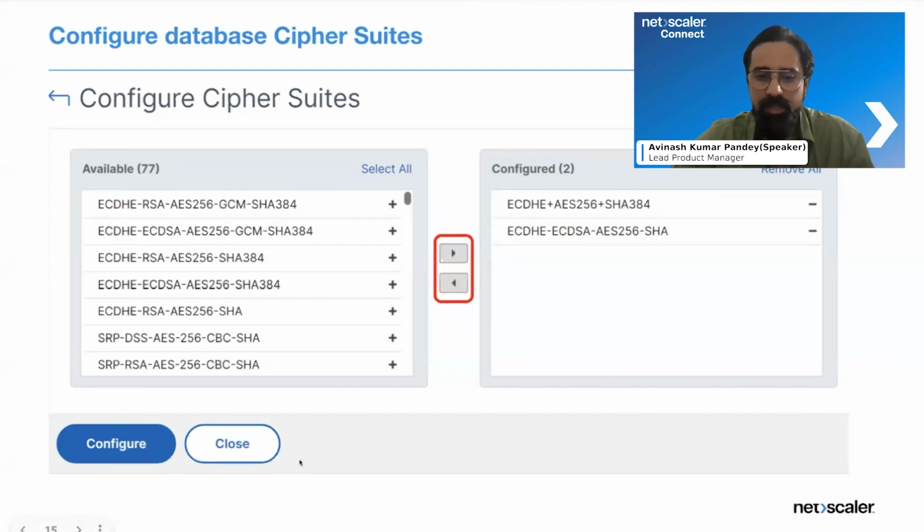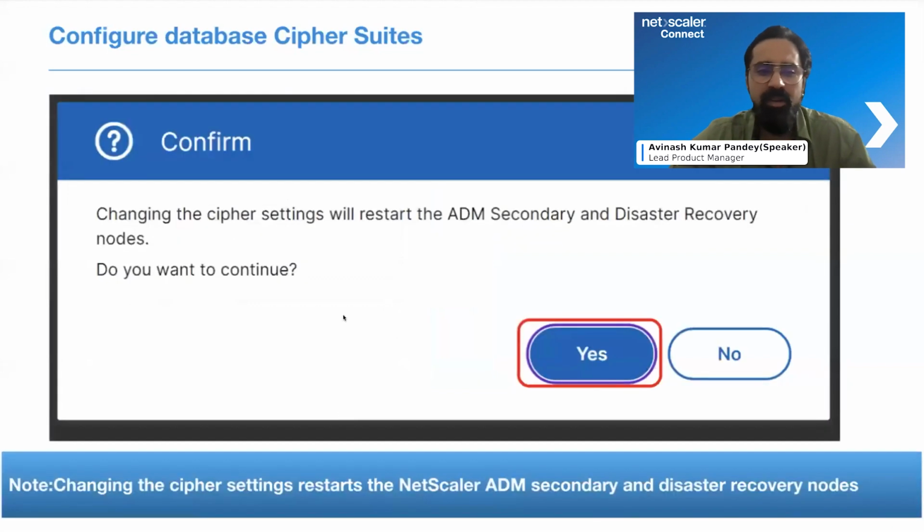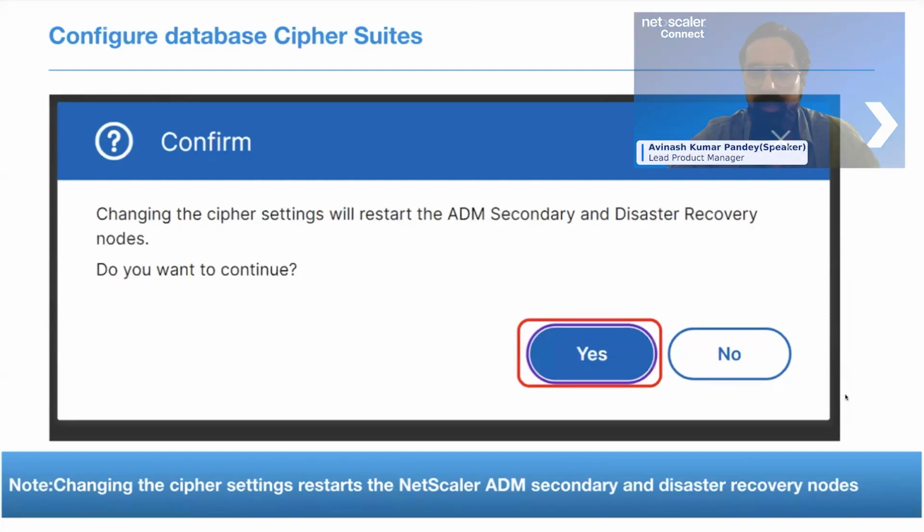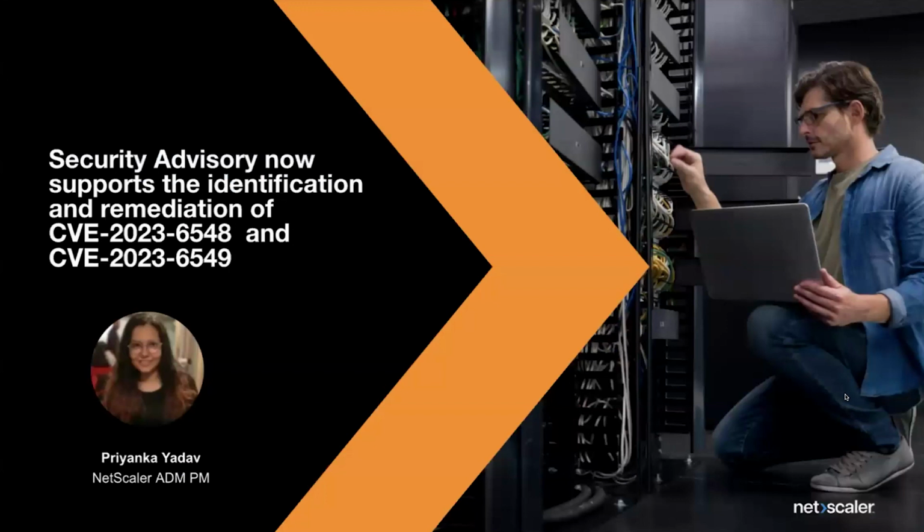Now, a point to note here is that the moment you click on cipher, the cipher setting will require a restart of the ADM. So it will require the secondary, as well as any disaster nodes, to go and do the reboots. Updating certificates doesn't require it, but cipher spec changes would require the reboot of the ADMs. So that's pretty much the enhancements that have been done from the on-prem perspective.